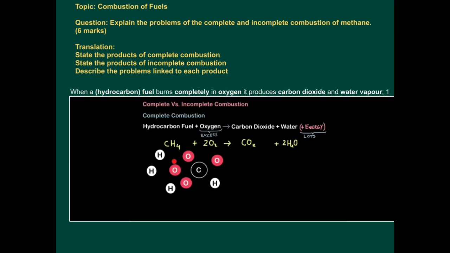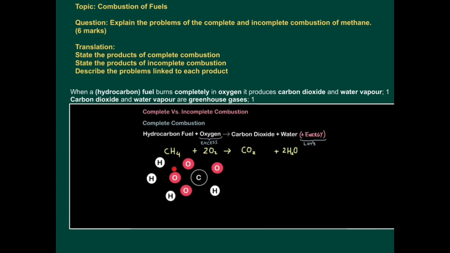So, complete combustion is when a hydrocarbon fuel, a fuel made from just hydrogen and carbon, like methane, burns completely in oxygen. So every part of it is broken down and reacts with oxygen. And it will produce the two products, carbon dioxide and water vapor. Now we have to describe the problems linked to the products of complete combustion.